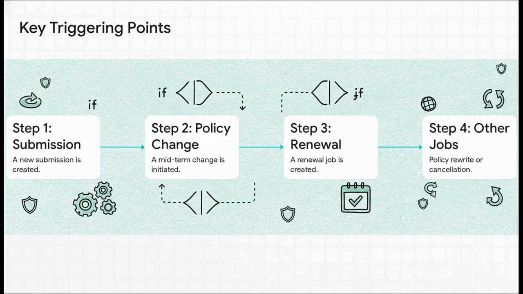Now, the rules engine isn't just running constantly in the background. That would be chaos. No, it's way smarter than that. It gets called into action at very specific, very critical moments: when a brand new submission gets created, or when someone wants to make a midterm policy change, when a renewal job kicks off automatically, or even during a rewrite or cancellation. These are the checkpoints where PolicyCenter basically pauses, takes a breath, and runs its risk evaluation.